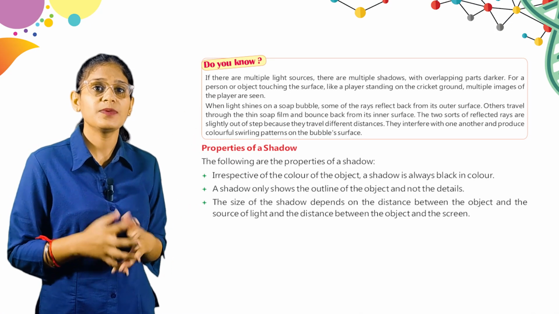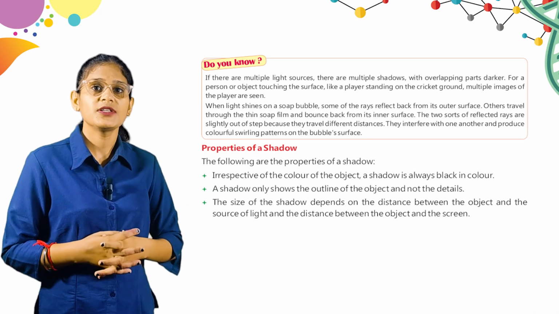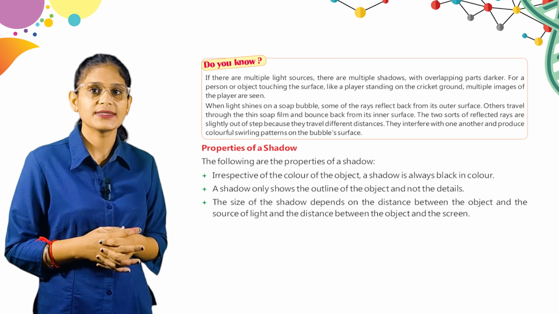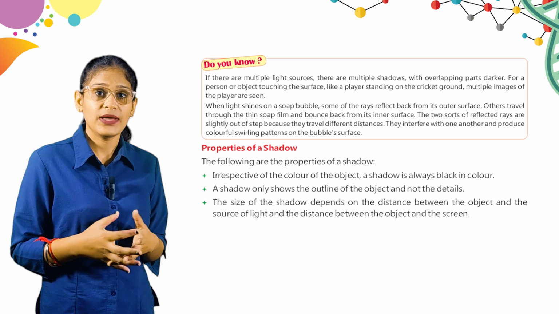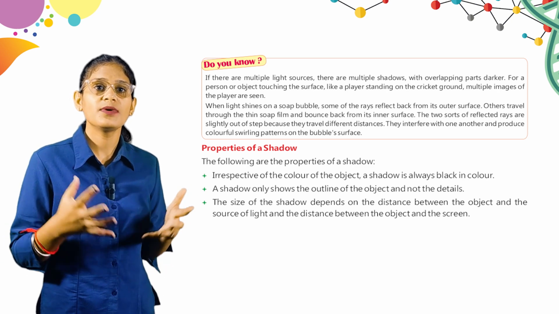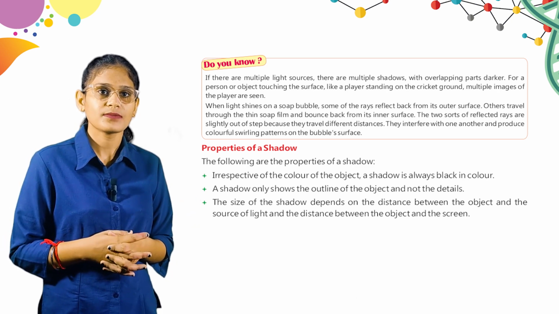Shadow in morning, shadow in noon, shadow in evening. Do you know? If there are multiple light sources, there are multiple shadows with overlapping paths, darker for a person or object touching the surface. Like a player standing on the cricket ground, multiple images of the player are seen.